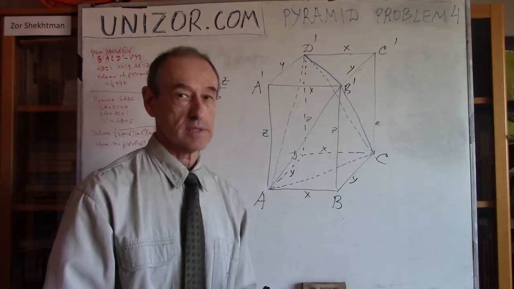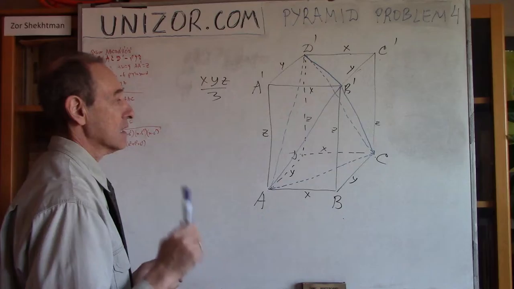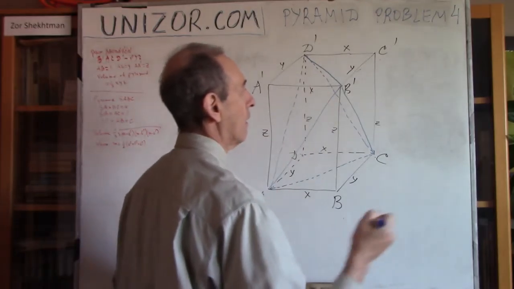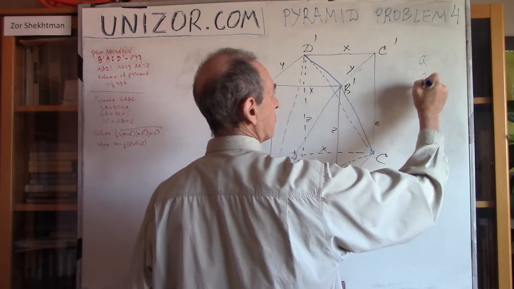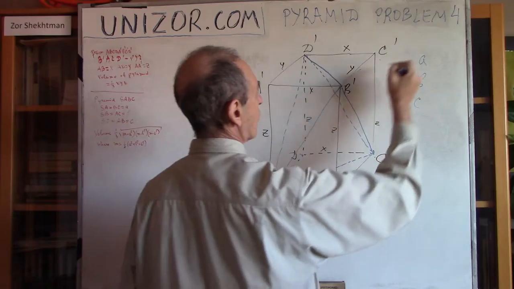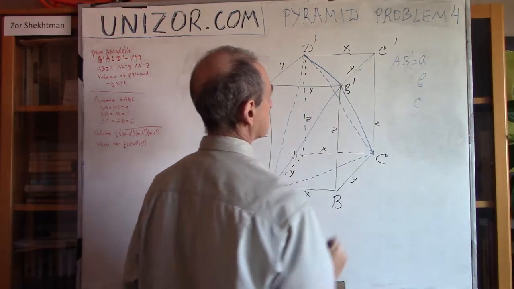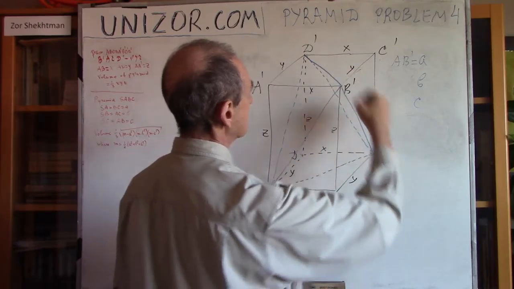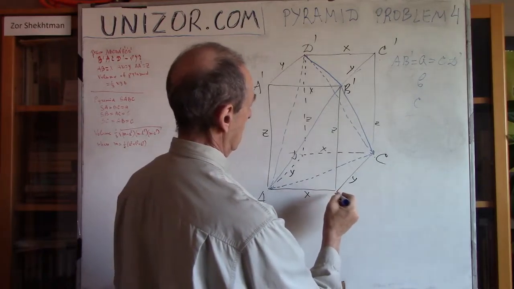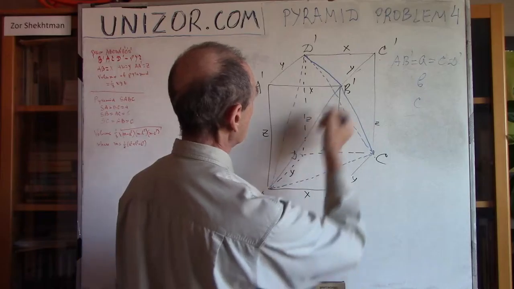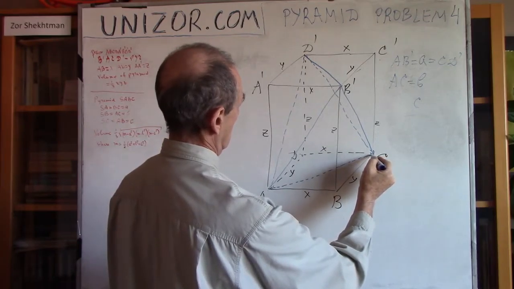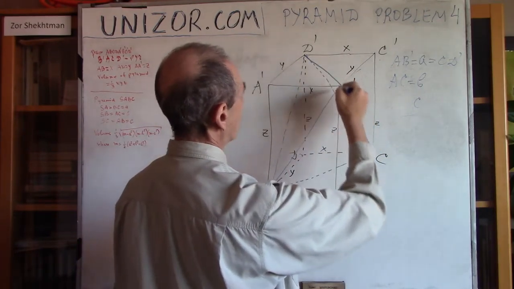And now let me go to the second problem. Second problem is the following. Given a pyramid which has this particular property, that the opposite sides are the same. So I have three different sizes, A, B, and C. So, for instance, AB prime equals A, and so is CD prime. Now, let's say AC is equal to B, and so is B prime D prime.